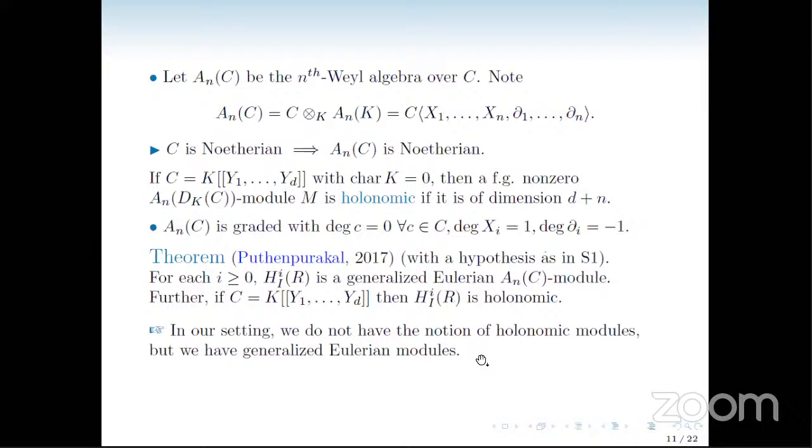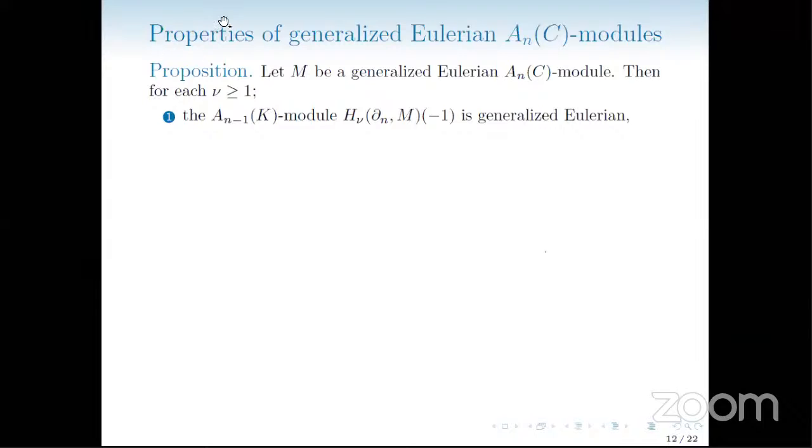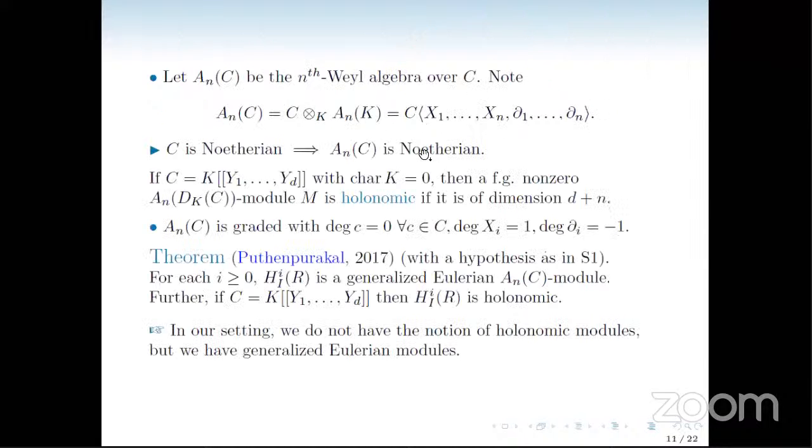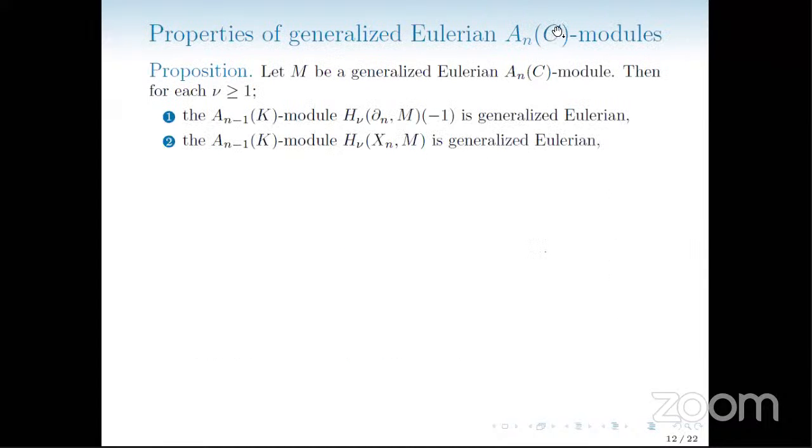Now we are in a situation to sketch proofs of our results. So let's first talk about some properties of generalized Eulerian modules. If M is a generalized Eulerian A_nC module, then for all n greater than or equal to 1, the nth de Rham cohomology module of M with respect to ∂_n, with the shift minus 1, is a generalized Eulerian A_{n-1}C module. The nth Koszul cohomology module of M with respect to this variable x_n is a generalized Eulerian A_{n-1}C module.